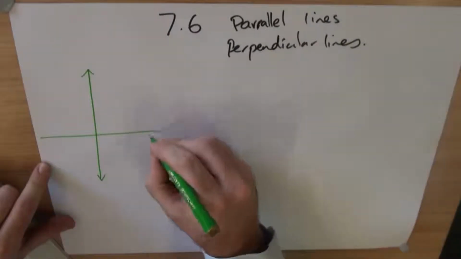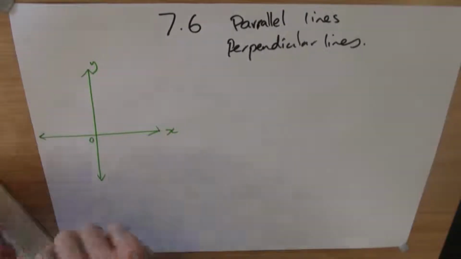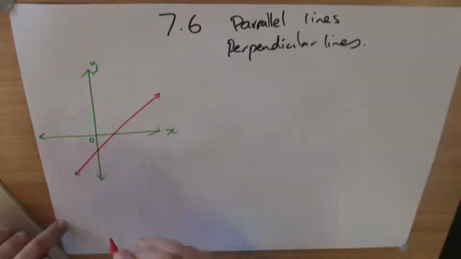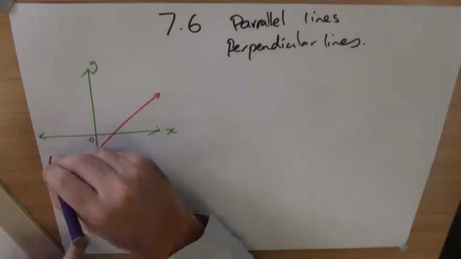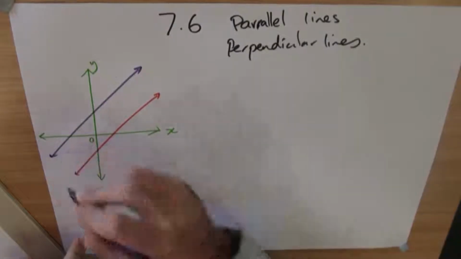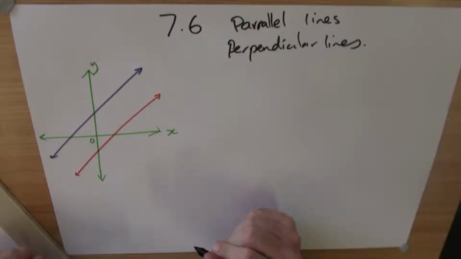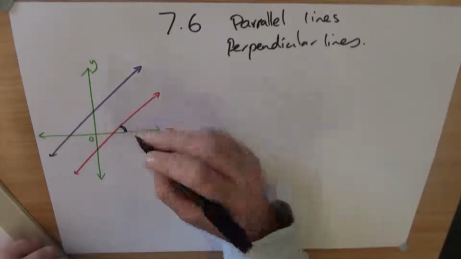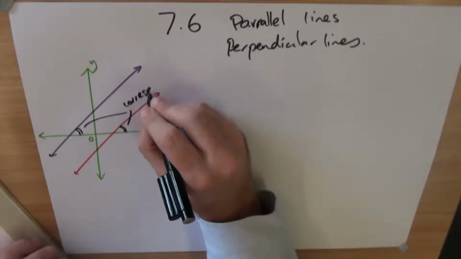So here's my Cartesian plane. X, Y, origin. I'm going to draw a line in my Cartesian plane. Okay, now we don't know much about this line yet, but I can tell you that this line here is parallel. Now, using our knowledge of parallel lines and alternate angles in parallel lines and corresponding angles in parallel lines, we know that this angle here is corresponding to this angle there. So those two are corresponding.